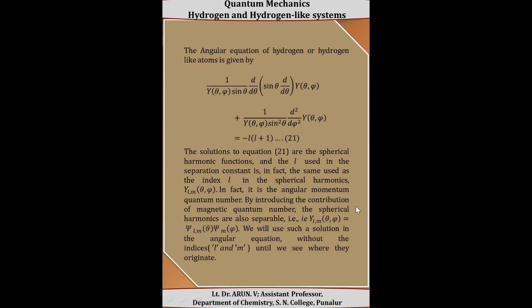sin theta d by d theta Y(theta, phi) plus 1 by Y(theta, phi) sin square theta into del square by del phi square into Y(theta, phi), that is equal to minus L into L plus 1. The solution to this equation 21 are the spherical harmonic functions.